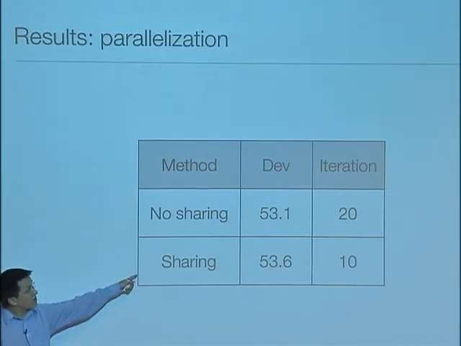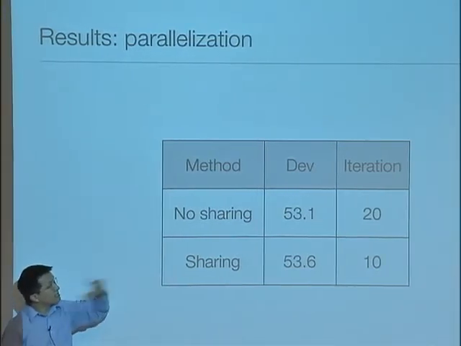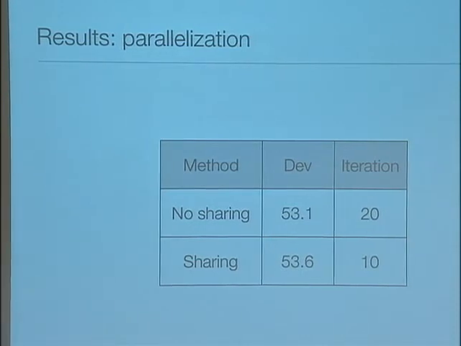So sharing improves the score by half a point. If we don't do sharing, it's worse. And it seems to be slower, too. So that's not too surprising. Number of iterations. But presumably there's some. Oh, the communication overhead's nothing compared to the slowness of my decoder. Yeah.